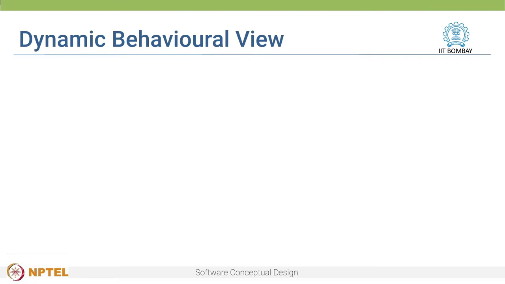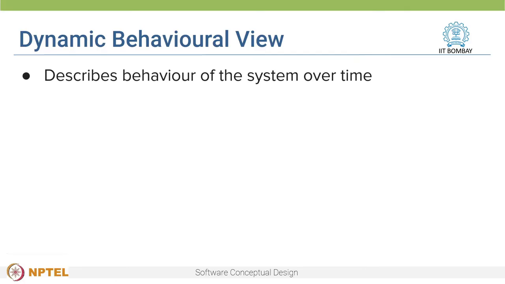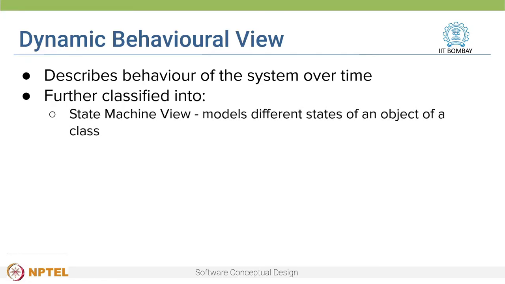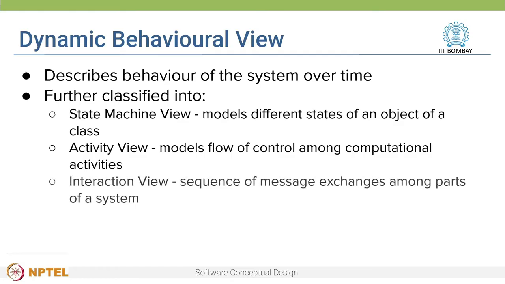The dynamic behavior view describes the behavior of the system over time. Various views include the state machine view, the activity view, and the interaction view. The state machine view models the possible life histories of an object of a class. The activity view shows the flow of control among computational activities involved in performing a calculation or a workflow. The interaction view describes sequence of messages exchanged among different parts of a system. It gives a holistic view of the behavior in a system by showing the flow of control across many objects.